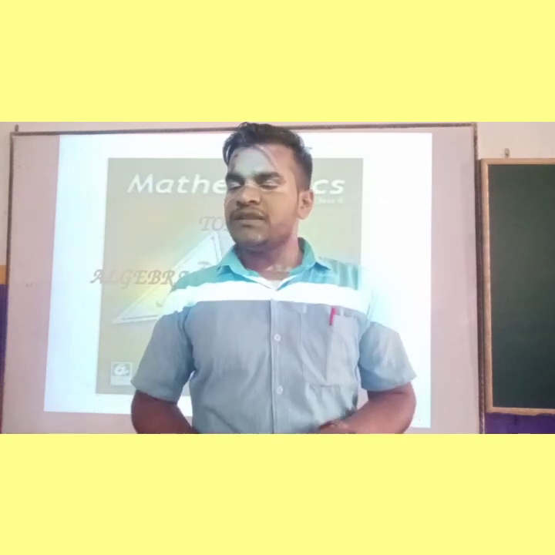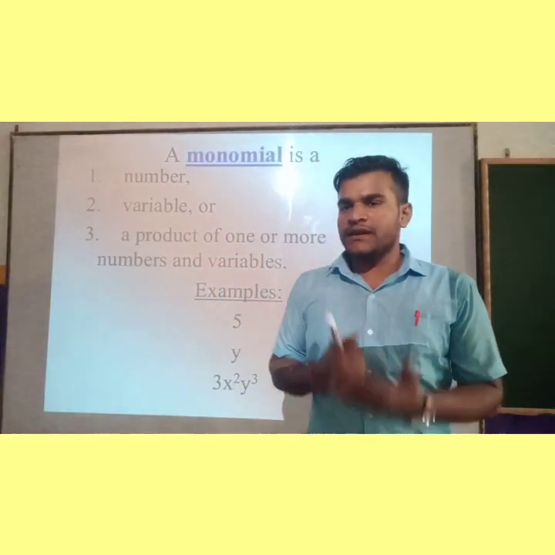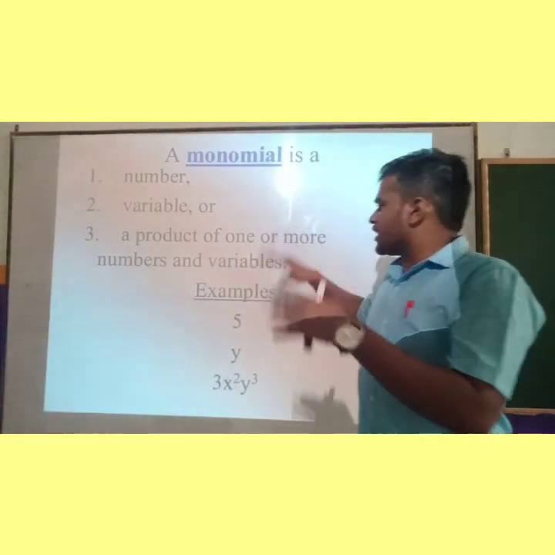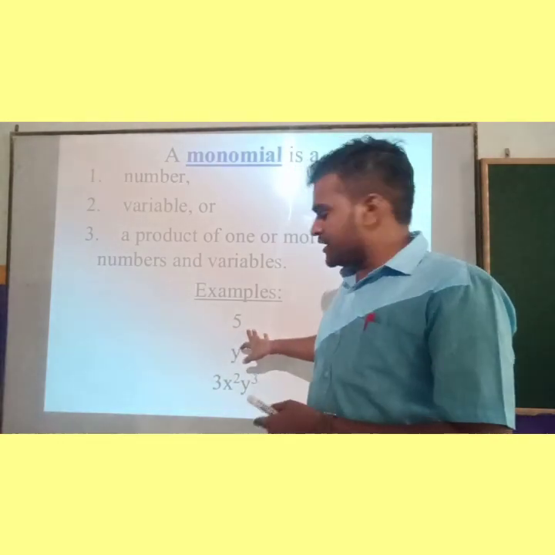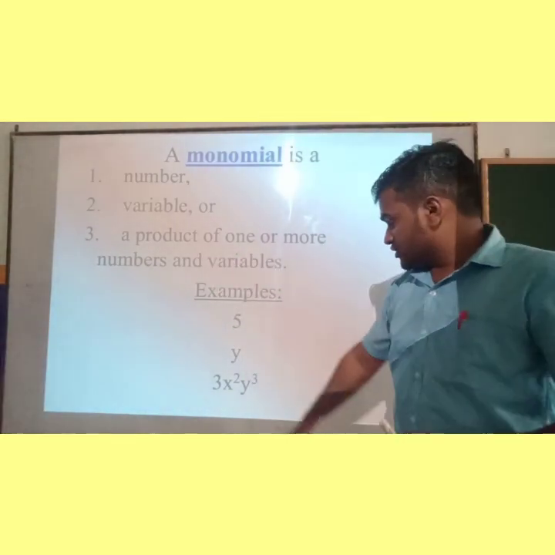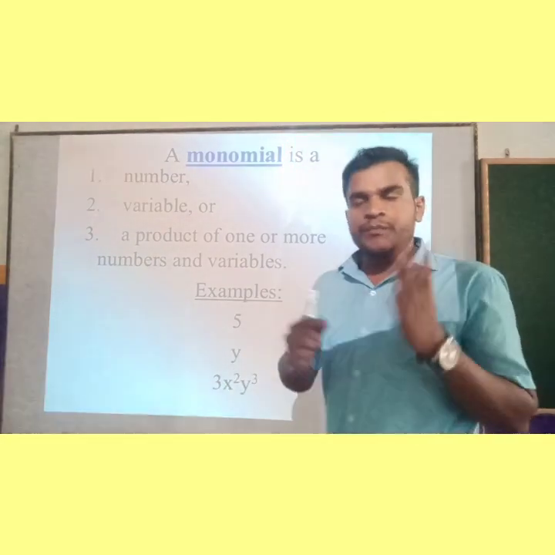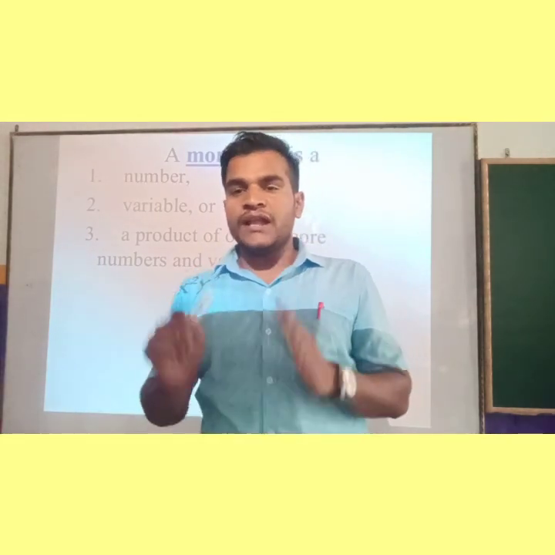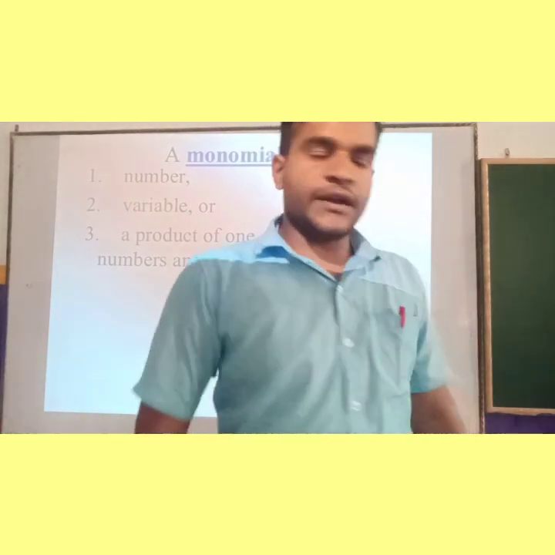Okay, so what do you mean by the monomial? Let's see. Children, monomial is a number, monomial is a variable, monomial is a product of one or more numbers and variable. For example 5, this is also monomial, y, this is monomial, and product of one or more numbers and variable. So 5x square y cube, this is also monomial. Simply we can say that an algebraic expression having only one term, that is called monomial.